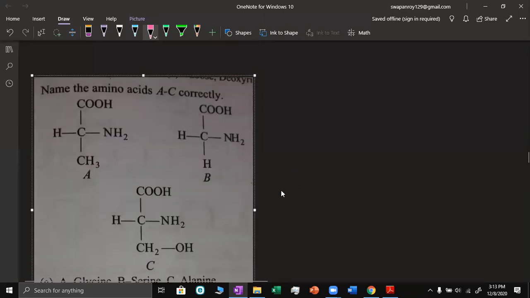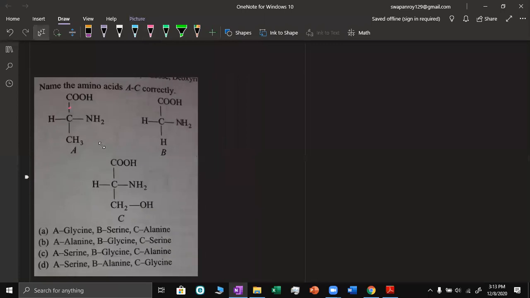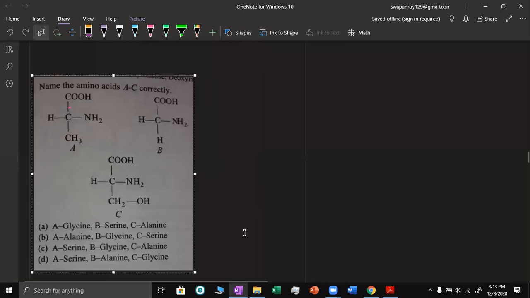Portion you can have to make it small. Now the whole thing is visible.